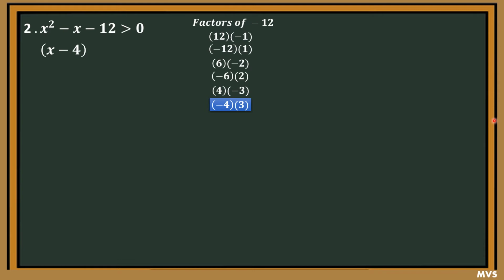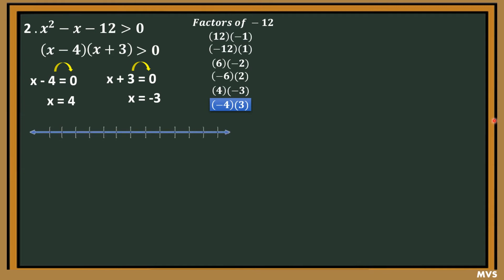So x minus 4 and x plus 3 is greater than 0. Then equate the two factors to 0. X minus 4 is equal to 0 and x plus 3 is equal to 0. Transpose negative 4 to the right side. We will have now x is equal to 4. Transpose positive 3 to the right side, so x is equal to negative 3. And then let us show that in the number line.